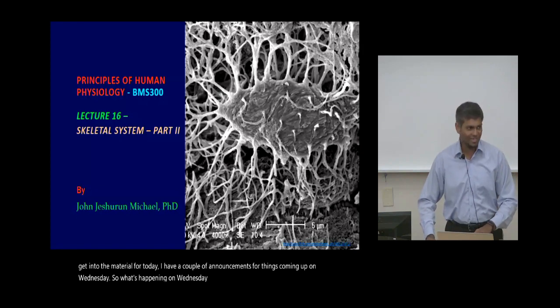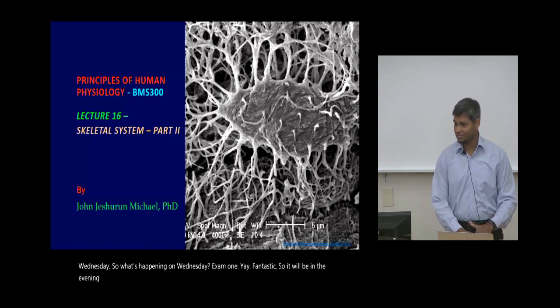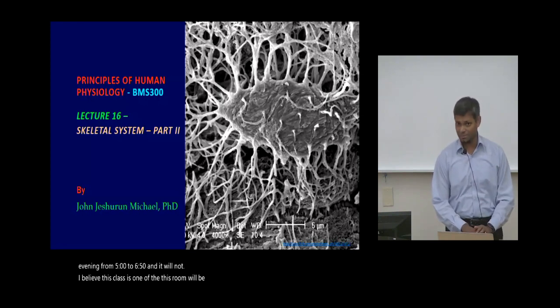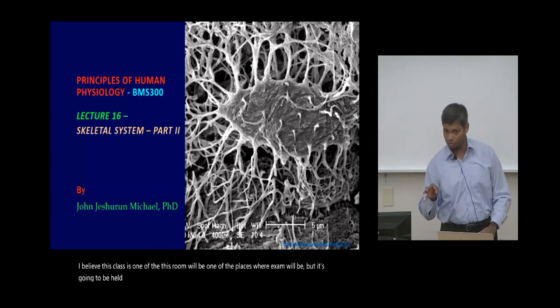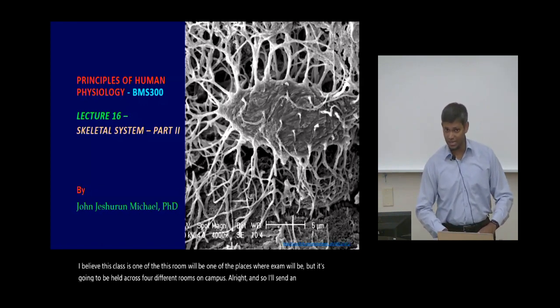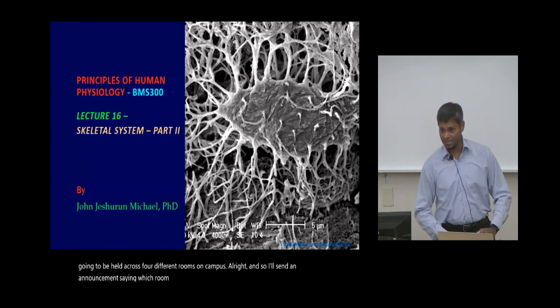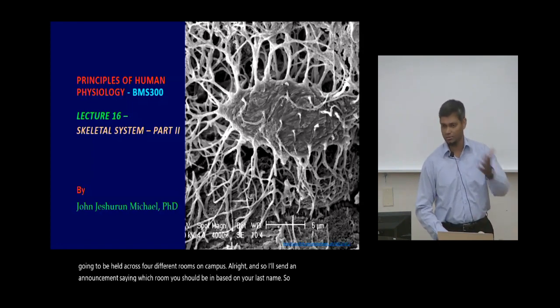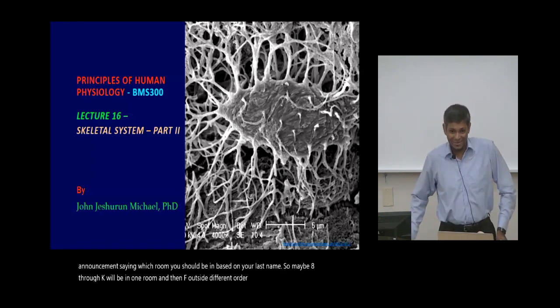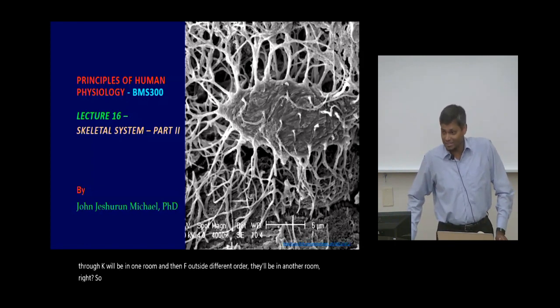Exam 1, yay, fantastic. So it will be in the evening from 5 to 6:50, and I believe this room will be one of the places where the exam will be, but it's going to be held across 4 different rooms on campus, alright? And so I'll send an announcement saying which room you should be in based on your last name. So maybe A through K will be in one room, and then K through F, sorry, different order. They'll be in another room, right? So I'll send that announcement out.